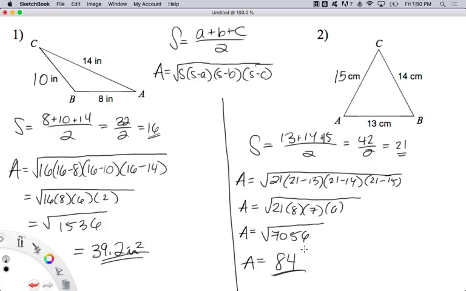Any questions on that? It's pretty simple. Yes, 84 centimeters squared. Exactly. Thank you. Isaiah, question? No? Good. Any questions at all? Okay. Very good, class. Good job.